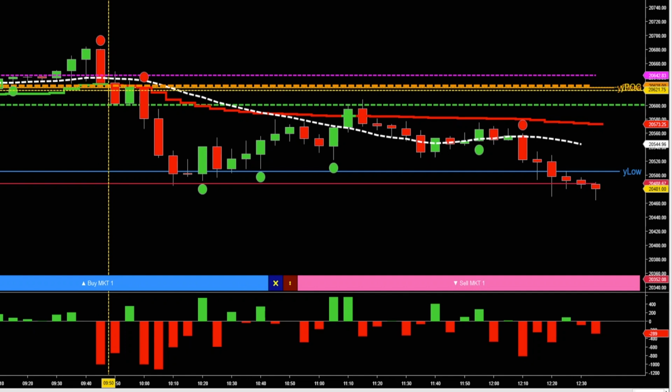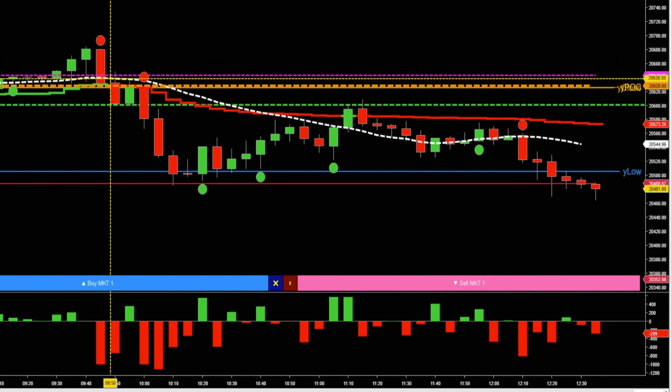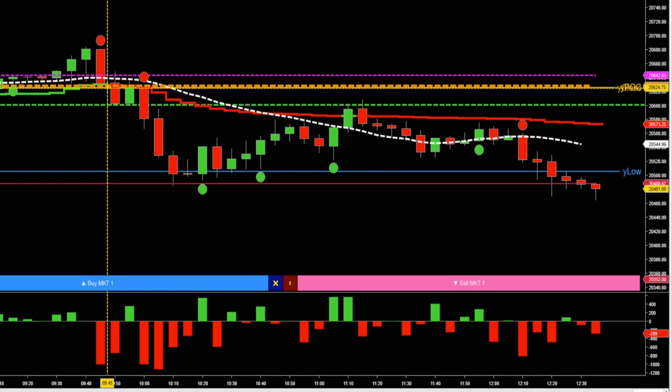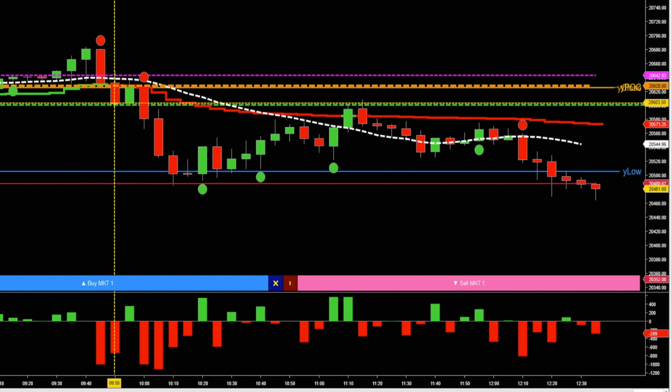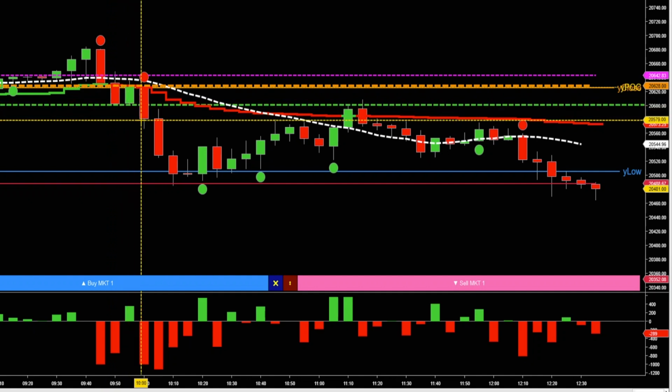But this was a great break. We got the signal. We're below the 20 SMA, we're below the pivot, we're below VWAP, we're below yesterday's close, and we don't have anything in our way until the 3-day VWAP right here. So that was a great trade.